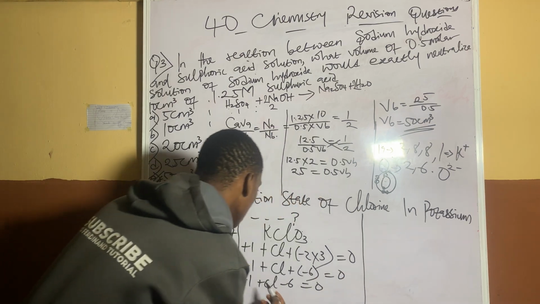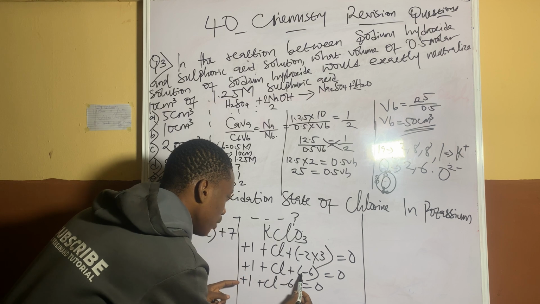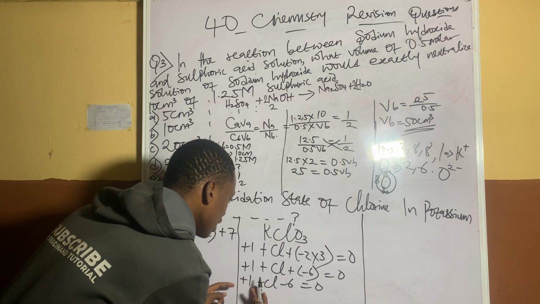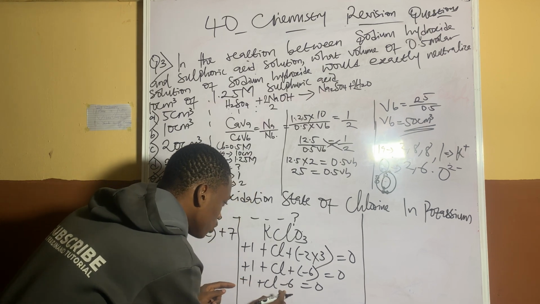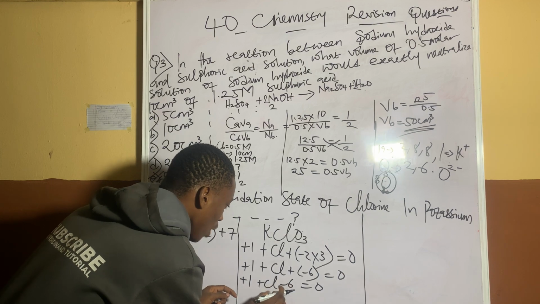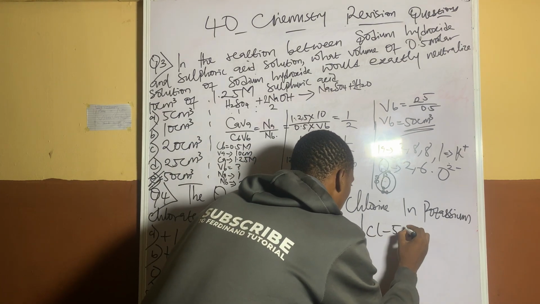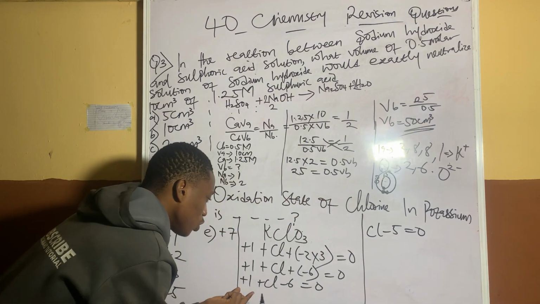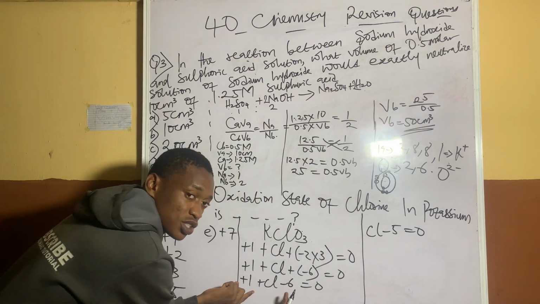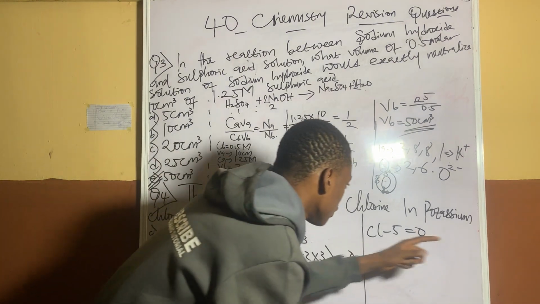So since I have plus 1 plus chlorine minus 6 equals 0, I will collect like terms. Plus 1 minus 6, what will I have here? I will have minus 5. So I will have Cl minus 5 is equal to 0, because this is plus 1 and it will come here. Plus 1 minus 6 is minus 5. So Cl minus 5 equals 0.